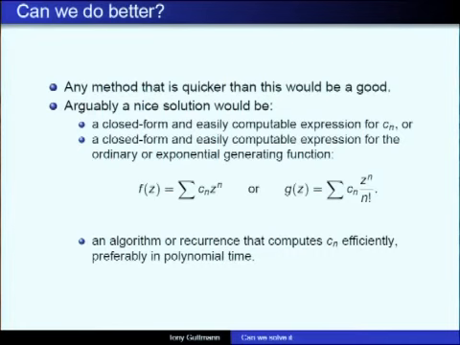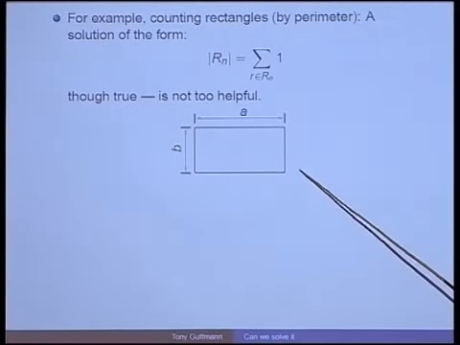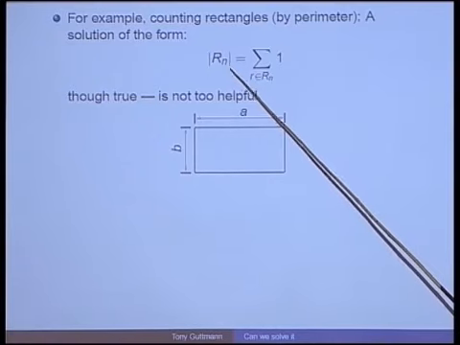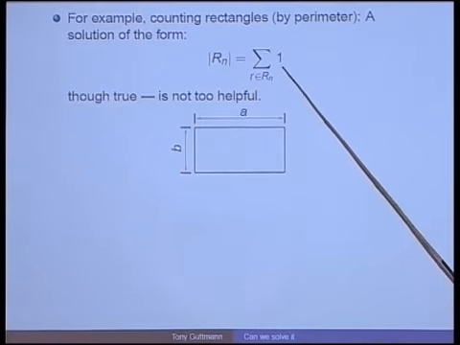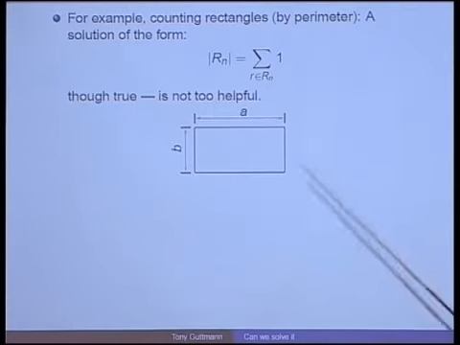So an algorithm or recurrence that computes Cn efficiently, preferably in polynomial time, is what we seek. To give you an example, here's an utterly trivial example. If we want to count rectangles by perimeter, a solution of the form that the number of rectangles of perimeter n is the sum over 1 over the set of rectangles is true, but not terribly helpful.